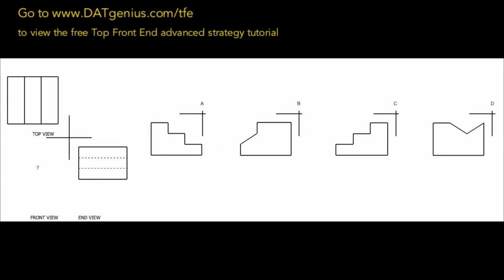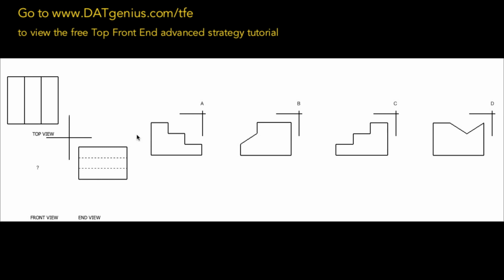A few years ago, you used to be able to use a method called line counting on the DAT, where you would just count the number of lines in one of your viewpoints from left to right and count to see if the other view had the same number of lines. That method doesn't really work on the DAT anymore. The DAT administrators have wised up to it and have created more challenging tests to combat this method. However, at DATgenius, we use our feature matching technique to still answer almost all of these questions.